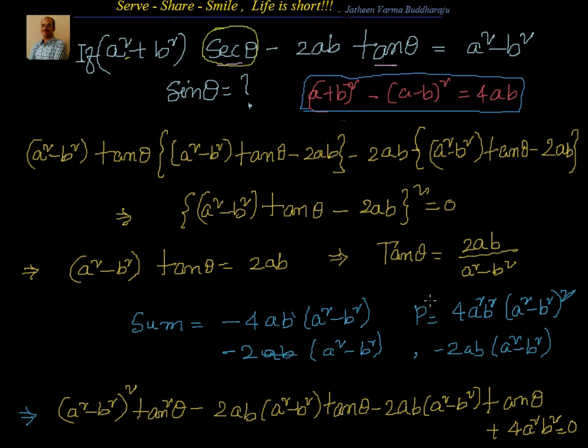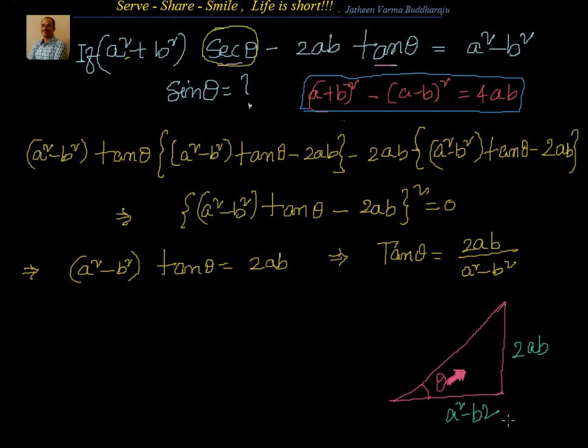Now once we find tan θ, how do we find sin θ? Let's have a look. So tan θ equal to 2ab by (a² − b²) looks like this in a right triangle. We have tan θ, opposite side by adjacent side, as 2ab by (a² − b²). If you apply the Pythagoras theorem, you will find that the hypotenuse is a² + b². So what is sin θ now? Sin θ is the opposite side, 2ab, divided by the hypotenuse, a² + b².